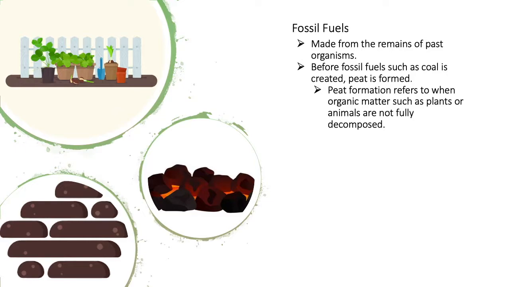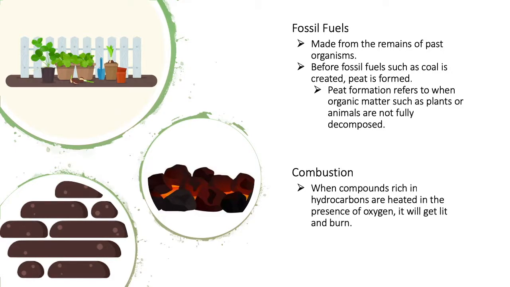Peat formation then leads to the creation of coal. Coal is formed when deposits of peat are buried under other sediments. These layers are compressed and heated for a long period of time. The pressure and heat force out impurities and moisture from the peat, making the remaining material extremely concentrated with carbon, and it eventually turns into coal.